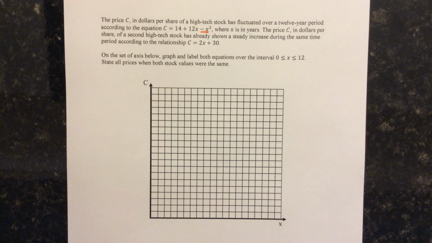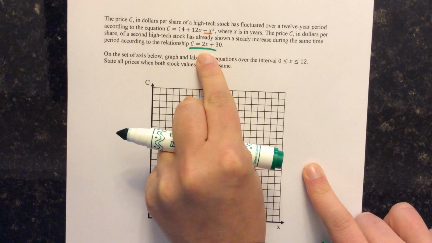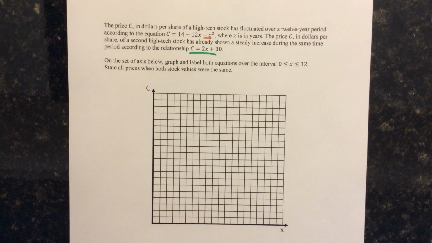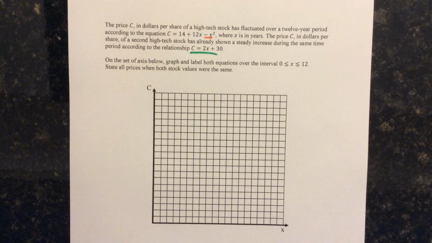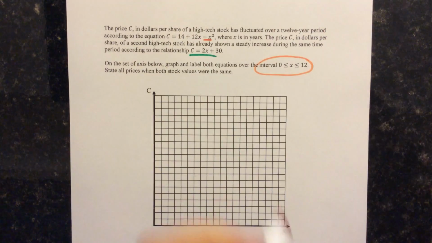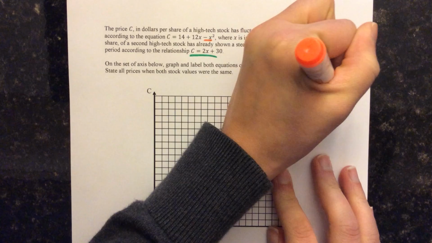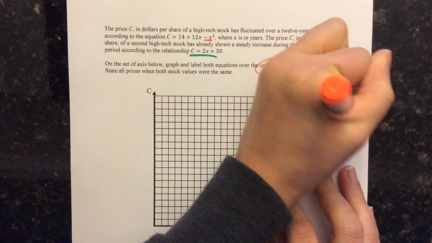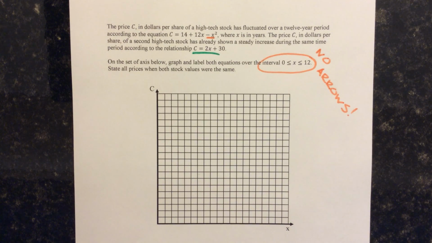And I know that this is a line, right? This is a line with a y-intercept of 30 and a slope of 2 over 1. Now it says on the set of axes below, graph and label both equations over the interval. Oh, we haven't seen this in a while, actually. Guys, remember, if you have an interval, that means no arrows, okay? No arrows. Oh, that's important, okay? No arrows, or we'll lose points.